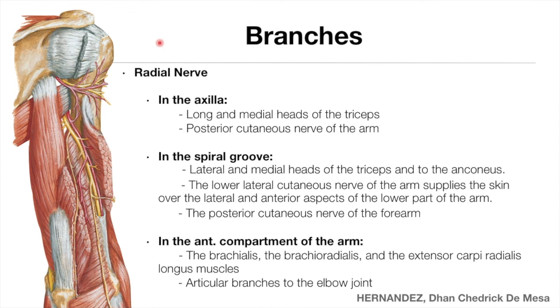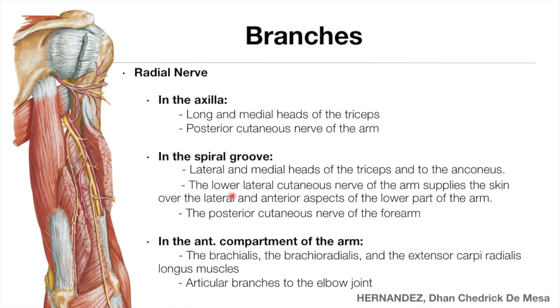Now, the branches. As I've mentioned, the radial nerve has branches in the axilla, which are distributed to the long and medial heads of the triceps, and to the posterior cutaneous nerves of the arm. There is no illustration here, but I think I have to show you the illustration in the virtual simulation. Now, in the spiral groove, the radial nerve branches to the lateral and medial heads of the triceps and to the anconeus. The lower lateral cutaneous nerve of the arm supplies the skin over the lateral and anterior aspects of the lower part of the arm, and the posterior cutaneous nerve of the arm.